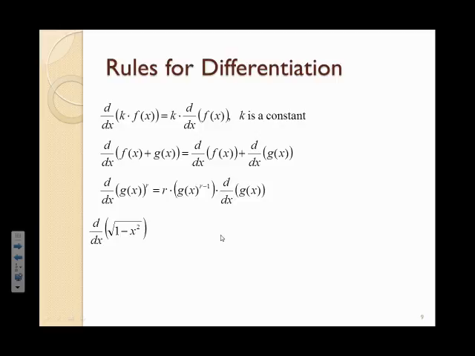Now, a new rule that we haven't looked at all works with this kind of setup, where you have some function, g of x, and it's raised to a power. So this is different than if you simply had 4x squared plus 3x, because each of those terms are not raised together to a power.